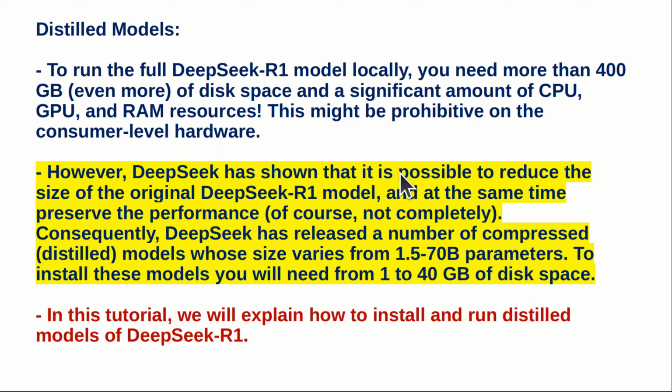Consequently, DeepSeek has released a number of compressed, or how they like to call it in a fancy word, distilled models whose size varies from 1.5 to 70B parameters. To install these models, you will need from 1 to 40 GB of disk space. In this tutorial, we will explain how to install and run distilled models of DeepSeek R1.